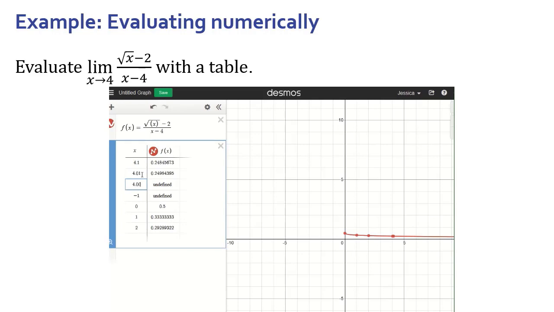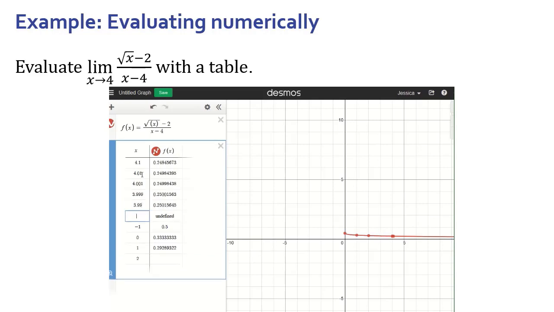And then 1,000th away. And then I'll go from the other direction, which would be 1,000th away from numbers that are less than 4. And then 100th away. And a 10th away in that other direction. So we can see here that as your x values are approaching 4 from either direction, your function is approaching about 0.25. So that's what we can say, is that the limit as x approaches 4 of the square root of x minus 2 all over x minus 4 equals 0.25.